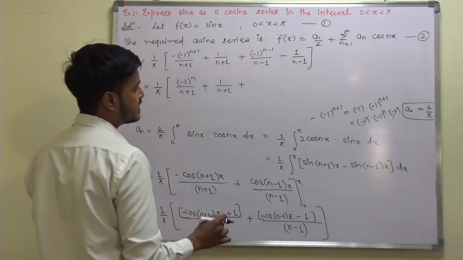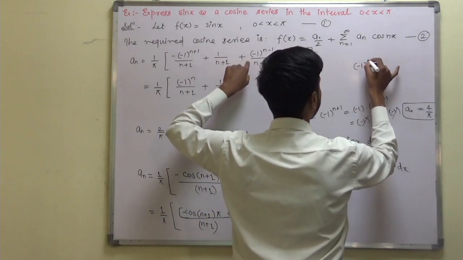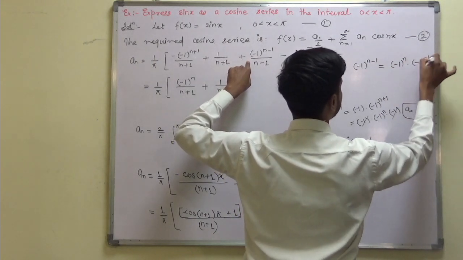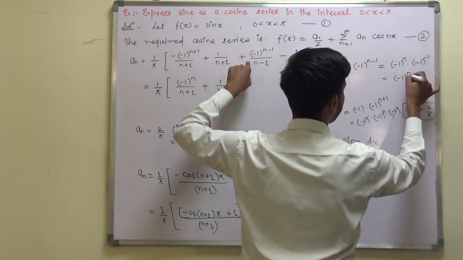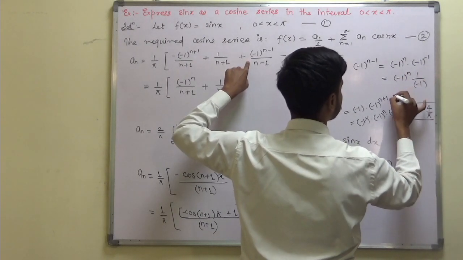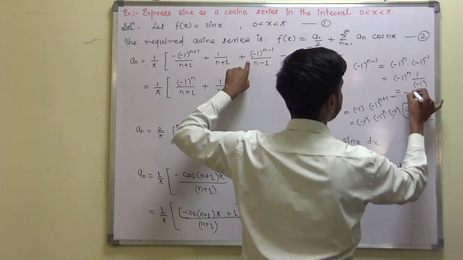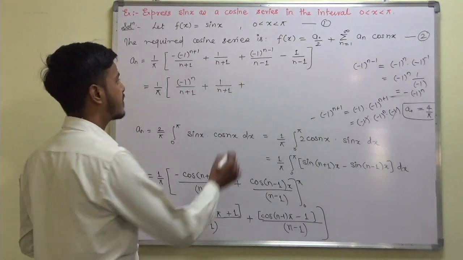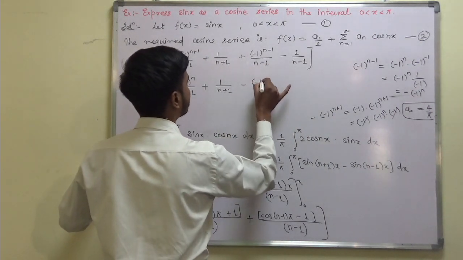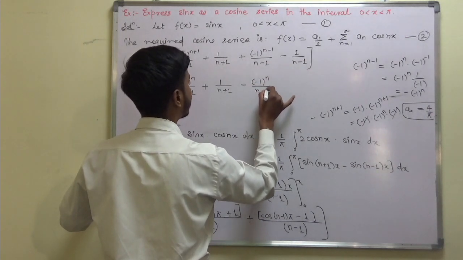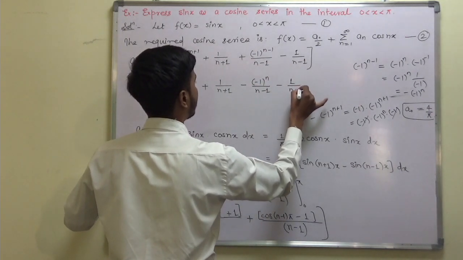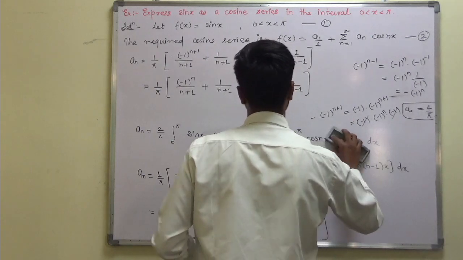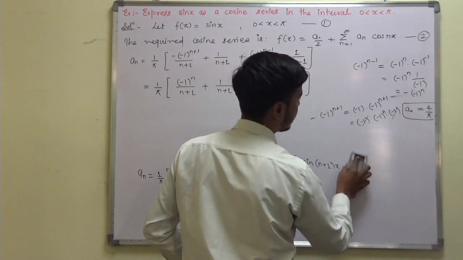Now this is minus 1 to the power n minus 1. This can be written as minus 1 to the power n into minus 1 to the power minus 1. So this is minus 1 to the power n, and this can be written as 1 upon minus 1. So this is minus of minus 1 to the power n. So I am writing this as minus of minus 1 to the power n upon n minus 1. Okay, so just removing this. If you want to see, you can see here what I have done.